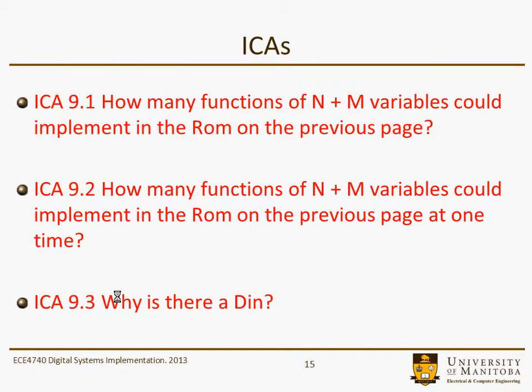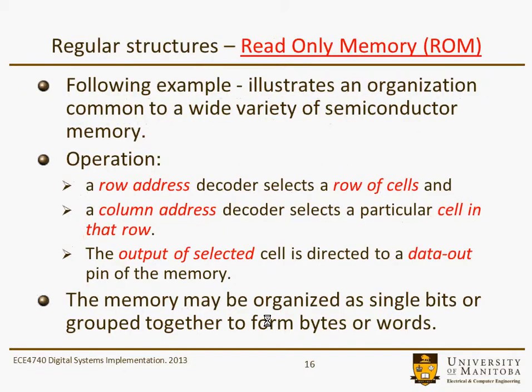So some in-class assignment questions. How many functions of n plus m variables could you implement in the ROM from the previous page? And then how many functions of n plus m variables could you implement in the ROM on the previous page at one time? And the other question you might ask yourself, why is there a D-N?